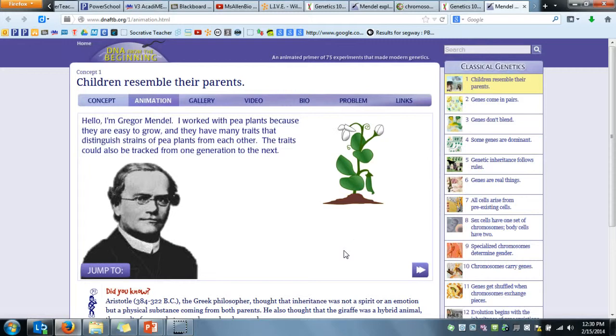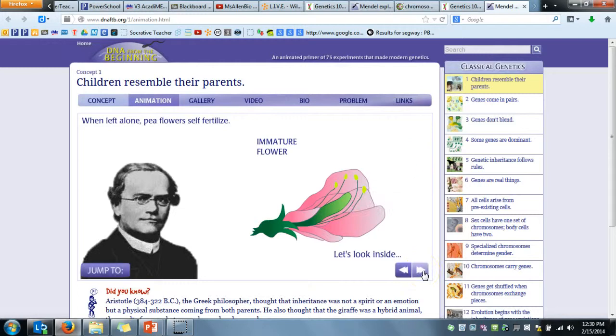So this says, hello, I'm Gregor Mendel. I worked with pea plants because they're easy to grow. They have many traits that distinguish strains of pea plants from each other, and the traits could be tracked from one generation to the next. When left alone, pea flowers self-fertilize. That means the male cell and the female cell are in the same flower.